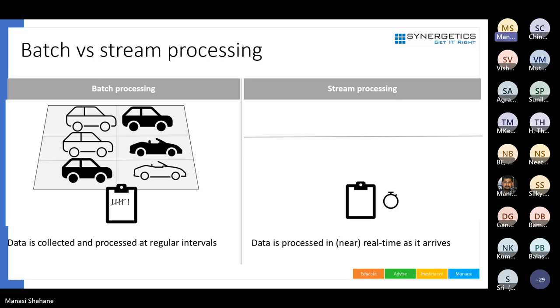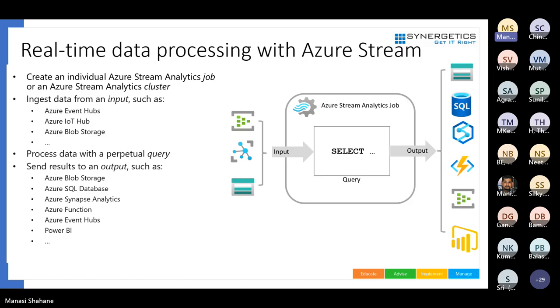So if I have to do real-time processing or stream processing in Azure, I have multiple services to do it. We have something called Azure Stream Analytics. Azure Stream Analytics is a streaming service where I can query data in real time. Let's say I have data coming into my IoT Hub, or Event Hub, or a blob storage. Real-time data is being ingested. I want to query that data because it is real-time data.